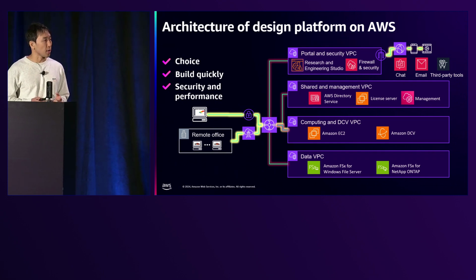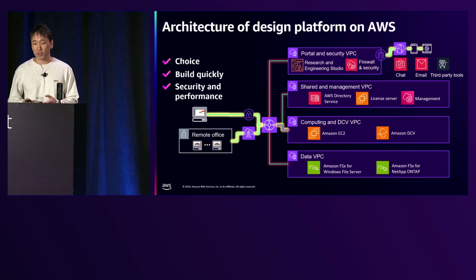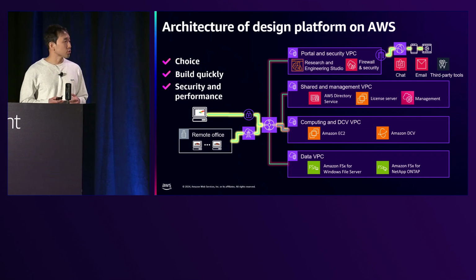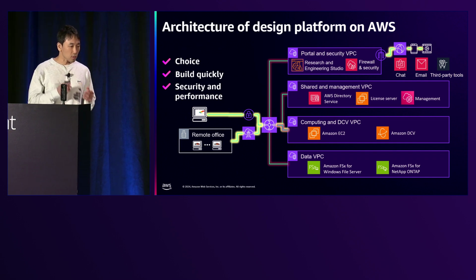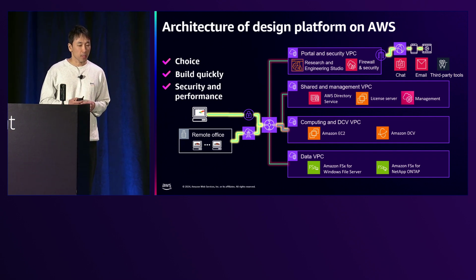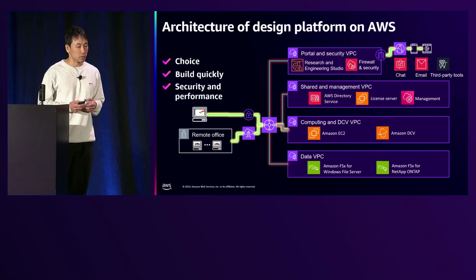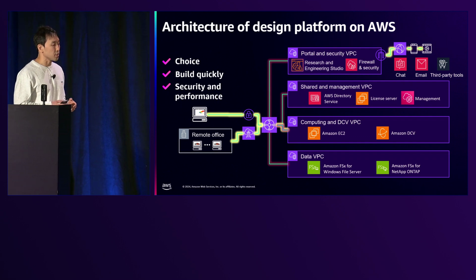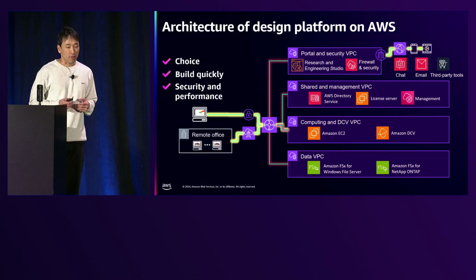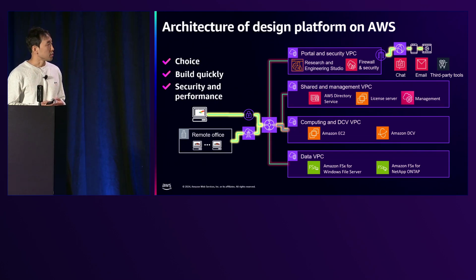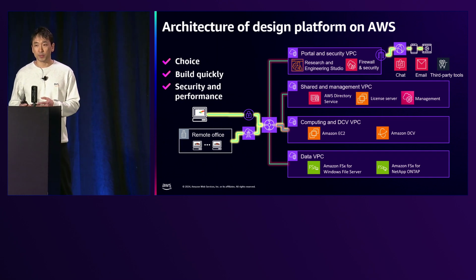This layer is crucial as it's where all design data is stored in a cost-efficient way and access to the data is only allowed through VDI within the computing and DCV VPCs. Designers can connect to the VDI with a private network, and before connecting, the directory service authenticates the user and verifies their permissions. This ensures that only authorized personnel can access the specific data.